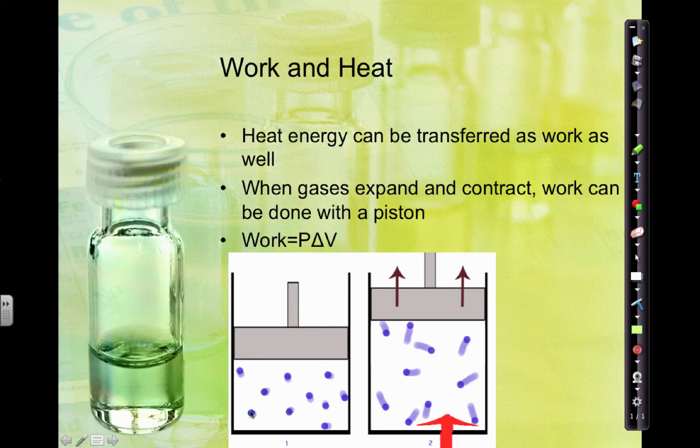So if we put gas molecules in a piston and we start to add heat energy to them, those gas molecules are going to start to move around more, they're going to start colliding more, and they can actually start to push the piston up. So when that happens, the heat energy is actually transferred into work. So work is equal to the pressure of a gas times the change in volume of that gas.